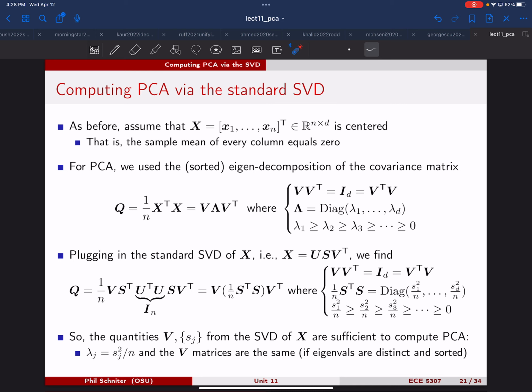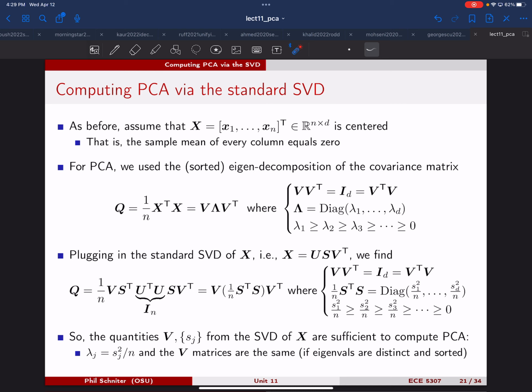That's not something that typically happens when you, let's say, ask MATLAB to compute eigenvalue decomposition, but you can always sort it yourself when you're done, and so that's what we've done here. Okay, so that's the old way of doing it. Here's an alternate way of doing it.